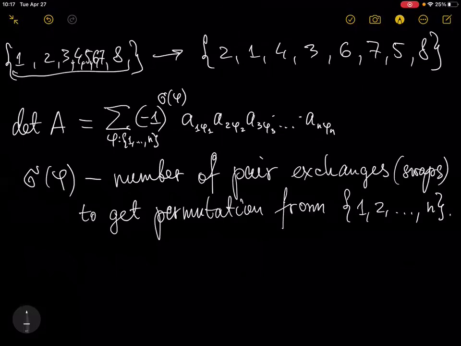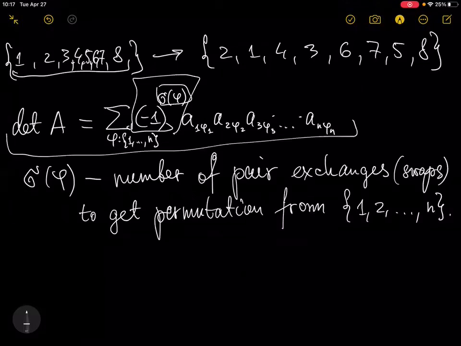So if you need just one pair swap, then you will get negative 1 in front. If you need two pair swaps, you will get positive 1 here. And then you can prove that your determinant is this. And already from here, you're getting nothing else but the Laplace expansion.